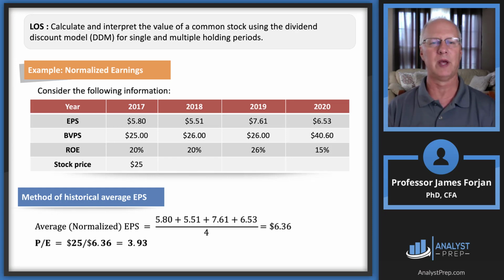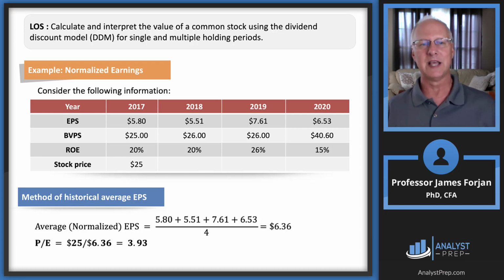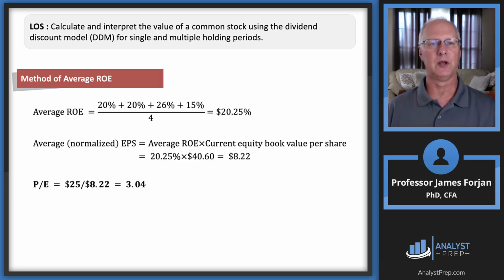So here we go. Following information, we've got 4 years worth of history. So we have earnings per share, book value per share, and return on equity, and there's a stock price of 25. So let's go ahead and do the regular old normalized historical average earnings per share that we learned back in kindergarten. Let's take those EPSs and divide by 4, and we get the 6.36, and then put that in the denominator into the $25 stock price, so we get an average normalized EPS of $3.93. That's a super easy one here.